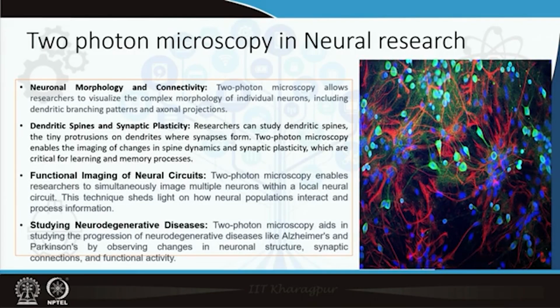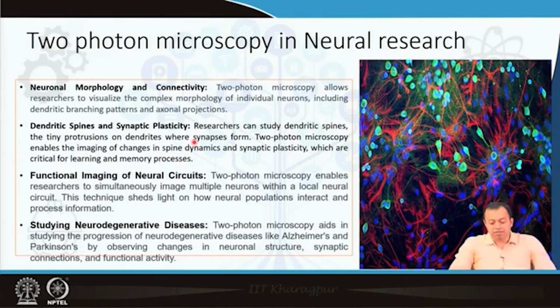So, these are some of the images of a two photon neuronal imaging system, two photon fluorescence microscopy images of neurons in brain cells. In neural research you can understand the morphology and connectivity; it allows researchers to visualize the complex morphology of individual neurons, including dendritic branching patterns and axonal projection. Remember, axons are the long chain and the dendrites are the branches. Dendritic spines and synaptic plasticity.